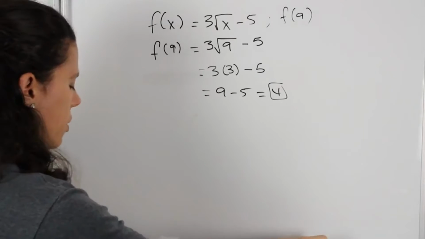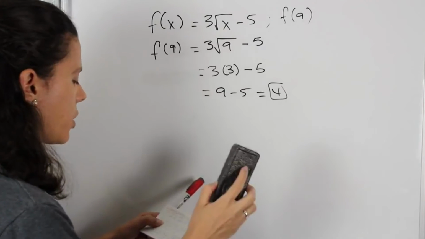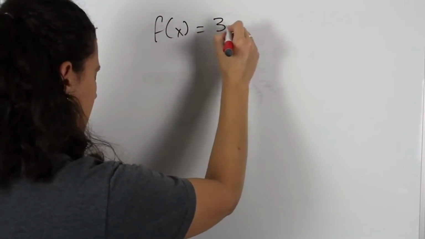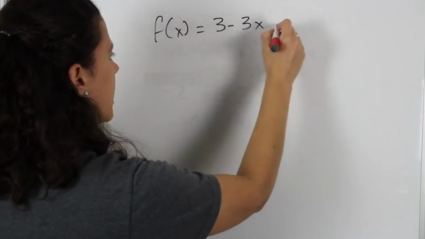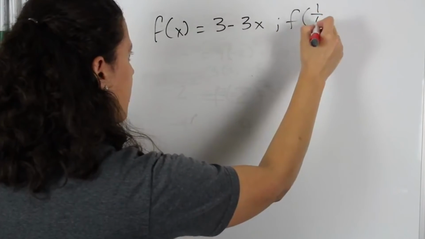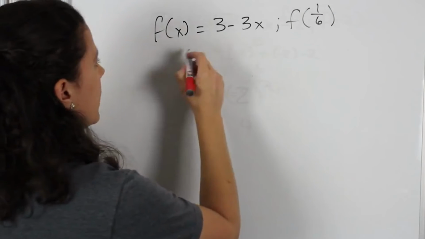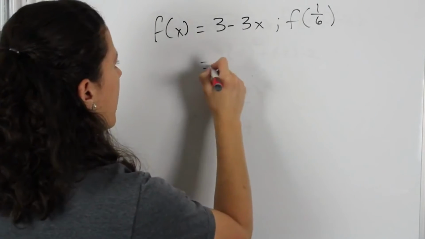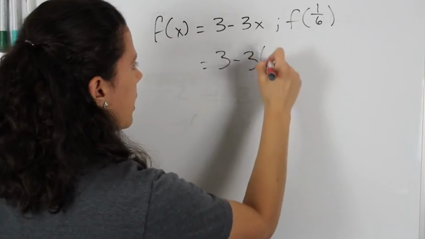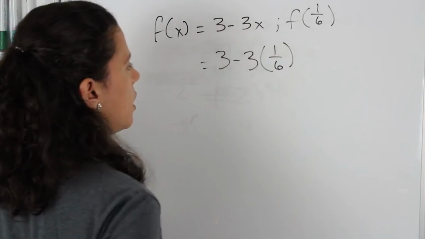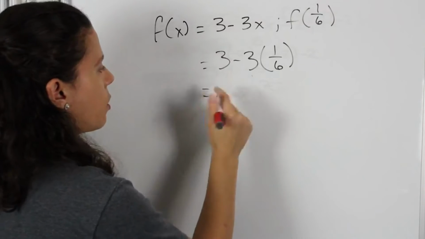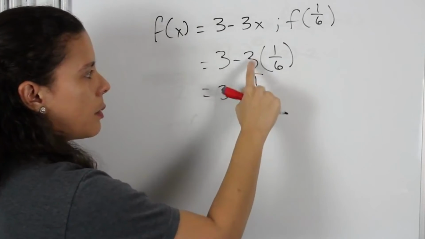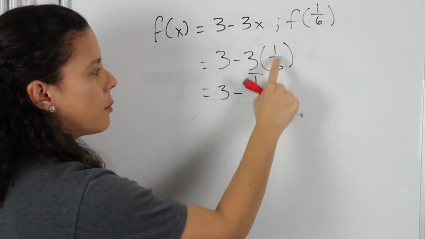Let's move on to the other example that I got for that same question. What happens if we have something like f of x equals 3 minus 3x for f of 1/6? So what we're going to do is simply, again, substitute the x for 1/6. So we have 3 minus 3 times 1 over 6. All right? And that's going to be equal to 3 minus 3 over 1, right? Keep that in mind. This is going to be 3 over 1 times 1 over 6.